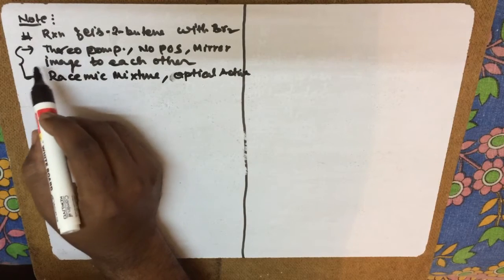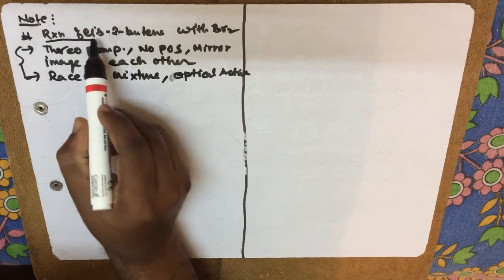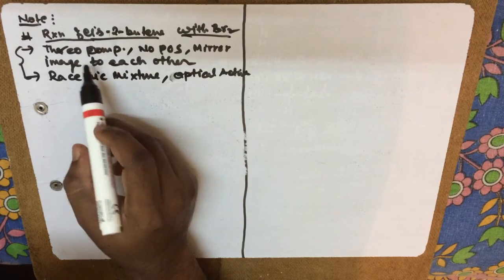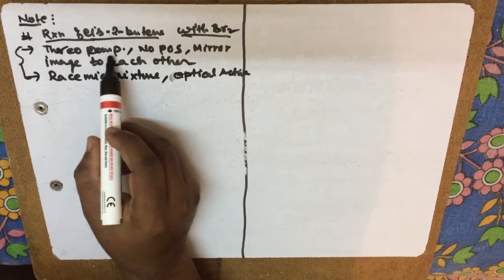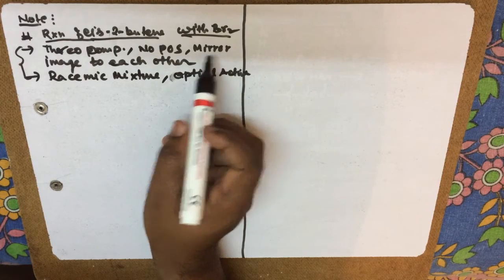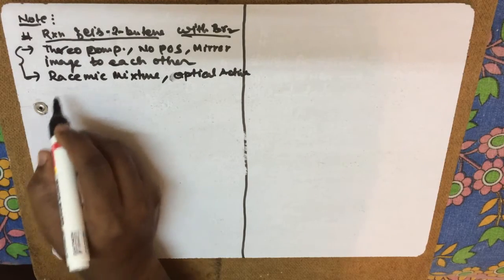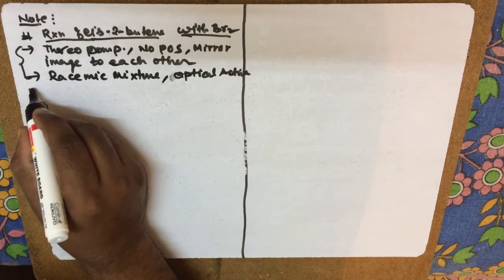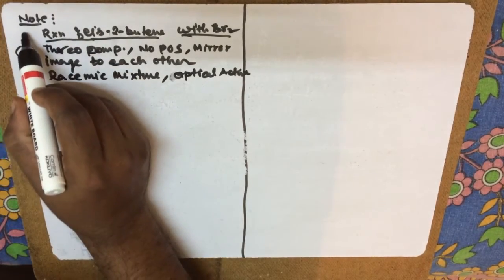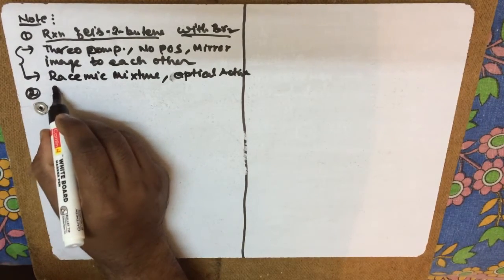You have to remember these 2 points for the reaction of cis-2-butene with bromine. So you will get compounds which have no plane of symmetry and are mirror images to each other, and it will give the racemic mixture. So note point 2, this is point 1, this is 2. So 2 points.